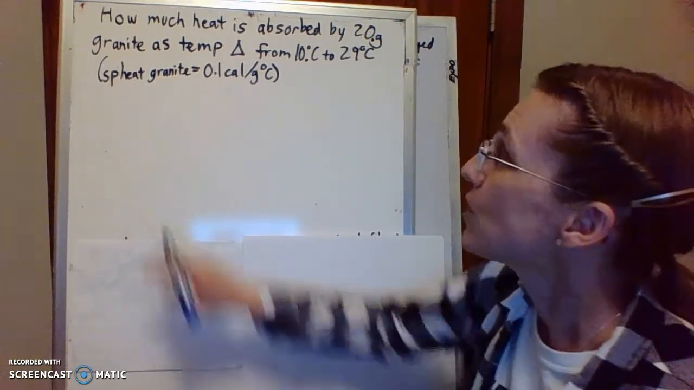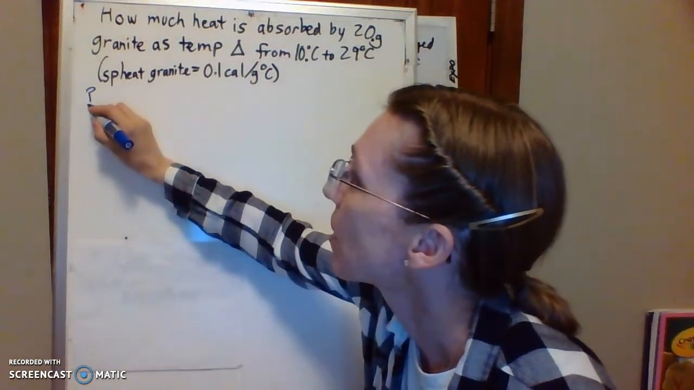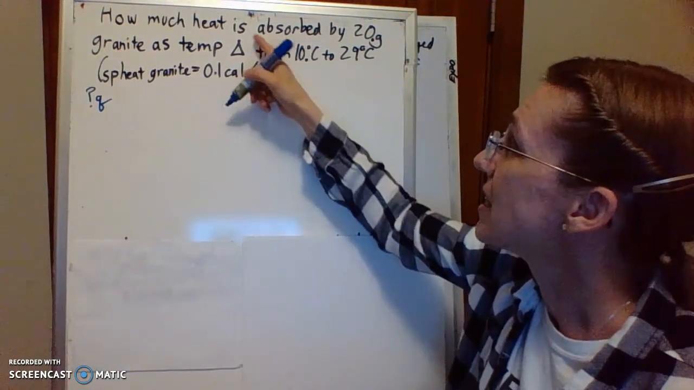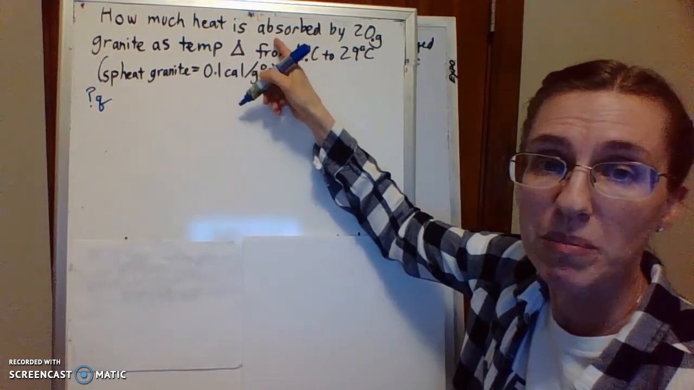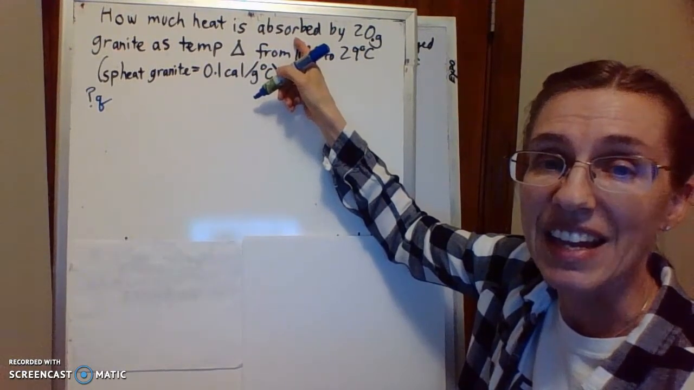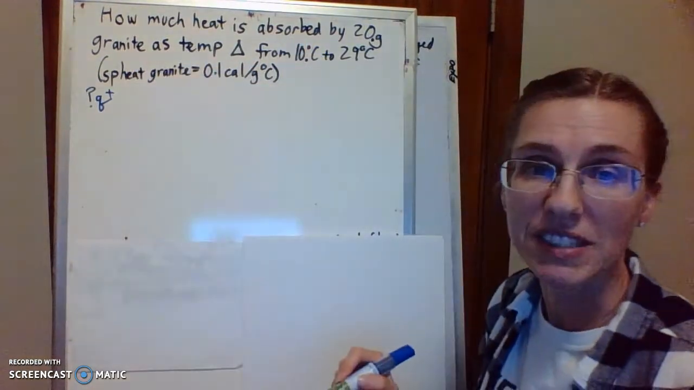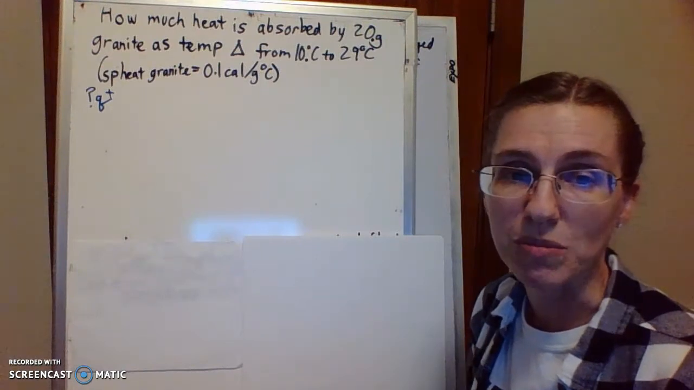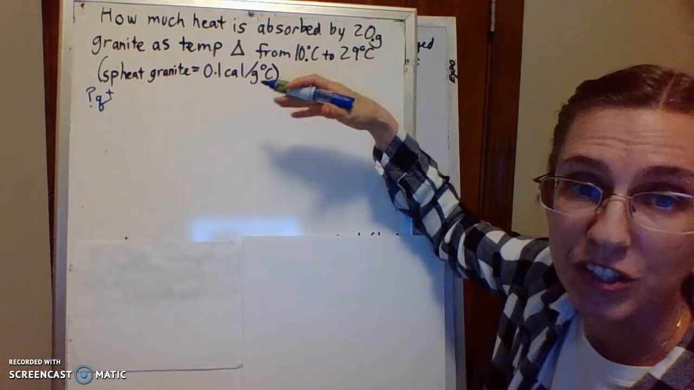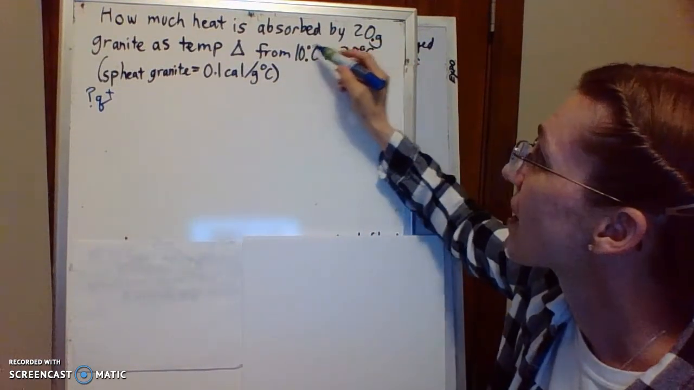Okay? So it says, how much heat? So right away that tells us our question mark is going to be Q. That's what we're looking for. Is absorbed. Heat being absorbed means that it is an endothermic reaction and our Q is positive. So I'm going to put a little plus there to remind me that it was absorbed. Our Q is positive, and that should agree with our answer in the end through the calculations.